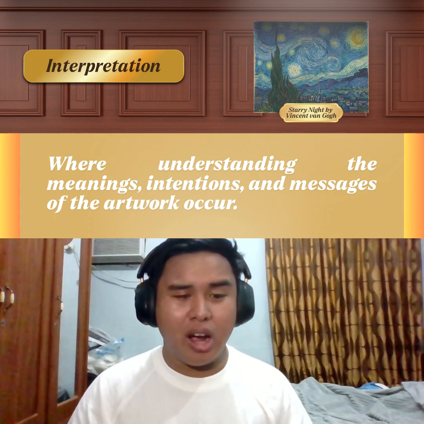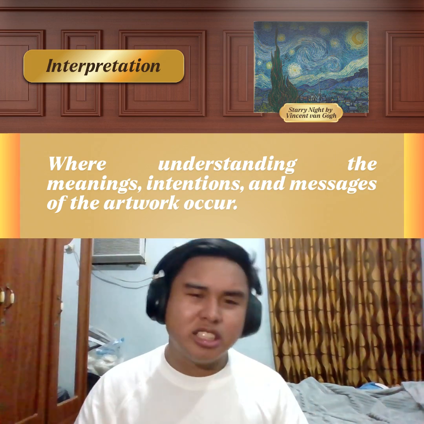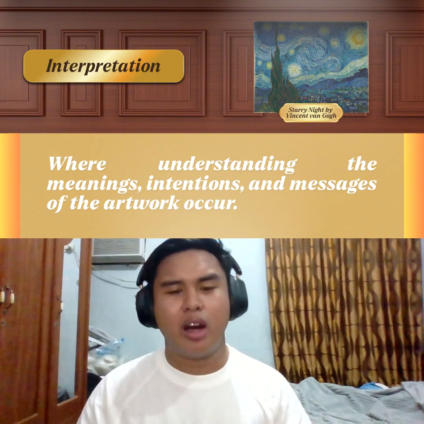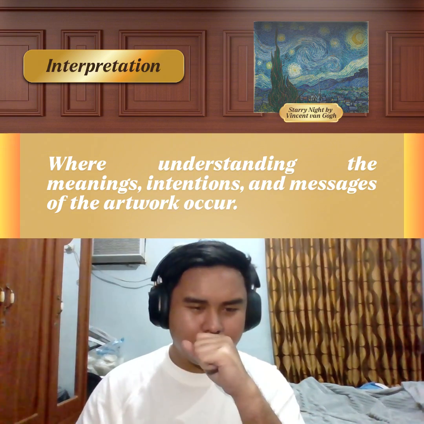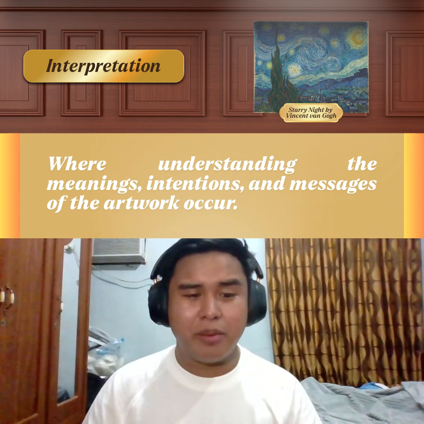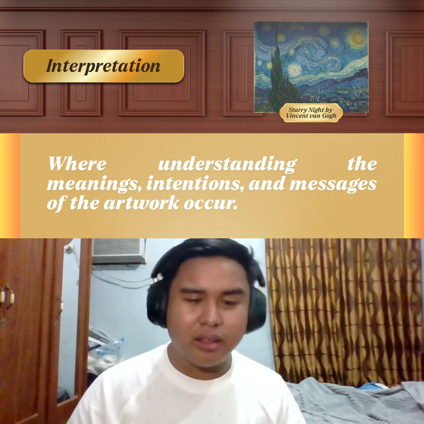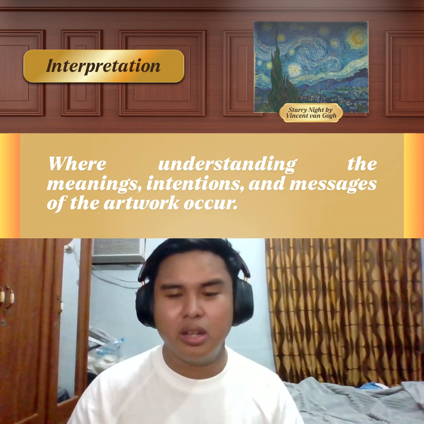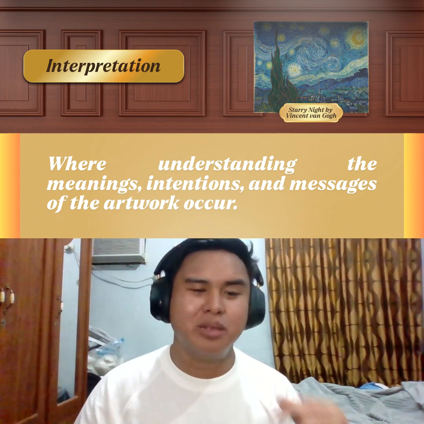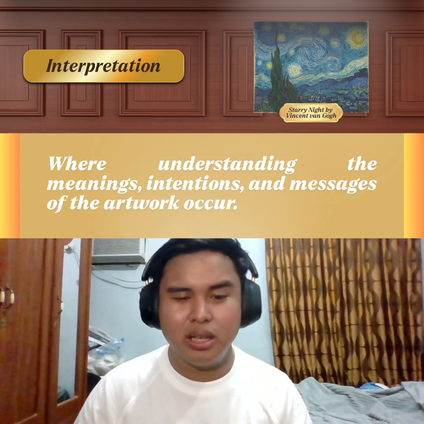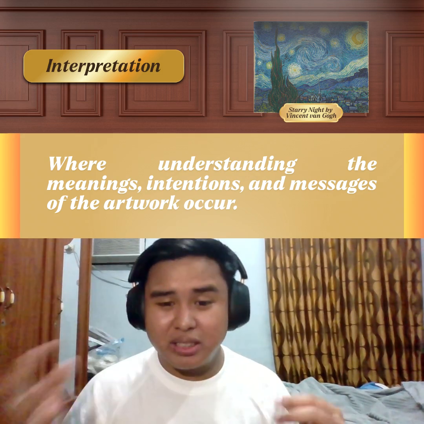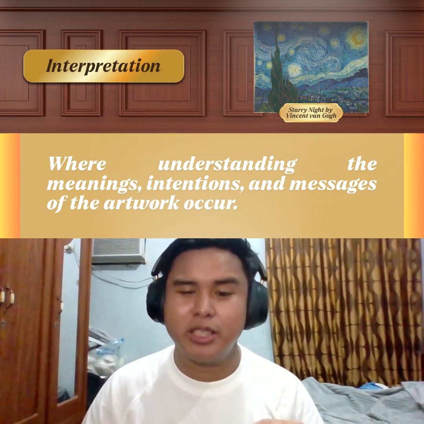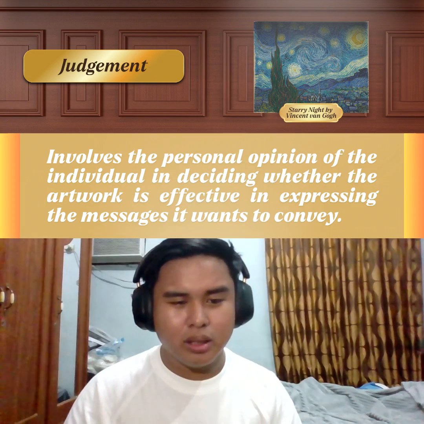Interpretation, where understanding the meanings, intentions, and messages of the artwork occurs. The painting expresses Van Gogh's emotional state. The turbulence in the sky could reflect his inner struggles, while the peaceful village might symbolize the calmness and stability that he longed for. The stars may represent hope or spiritual enlightenment.